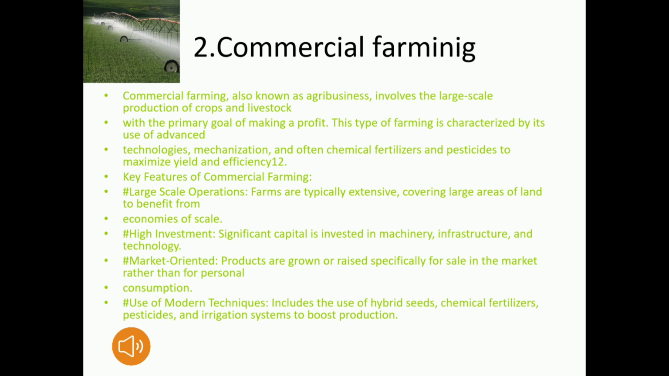Third, market oriented. Products are grown or raised specifically for sale in the market rather than for personal consumption. Fourth, use of modern techniques. This includes the use of hybrid seeds, chemical fertilizers, pesticides, and irrigation systems to boost production.